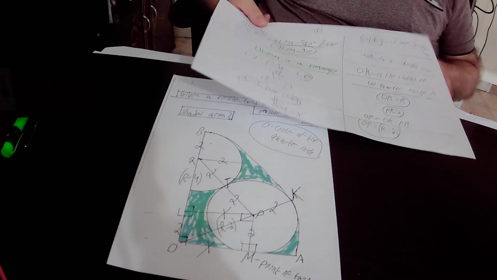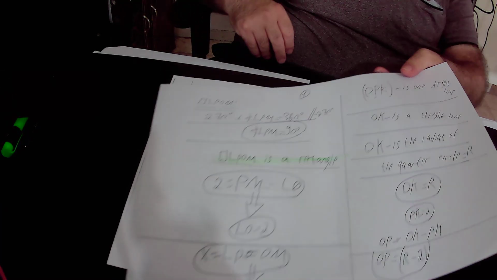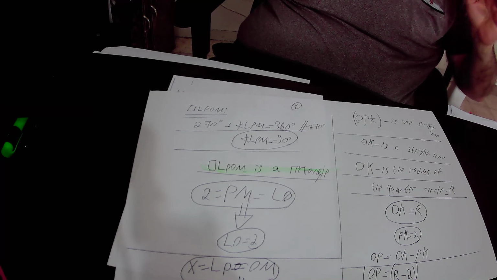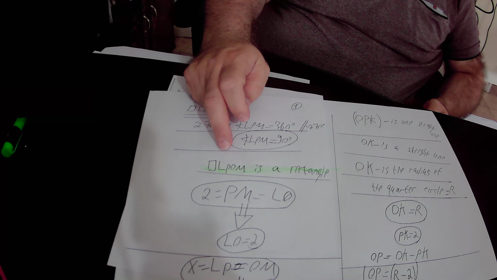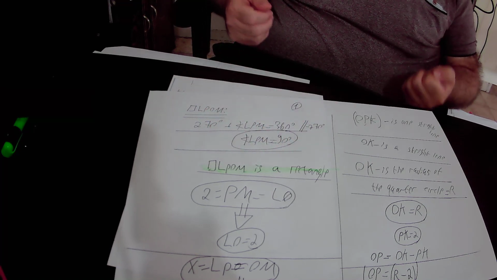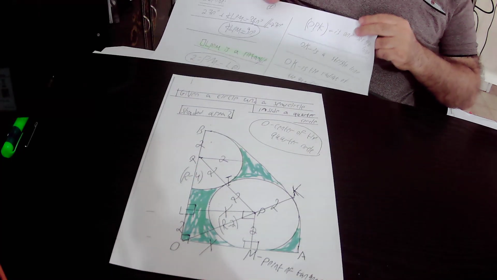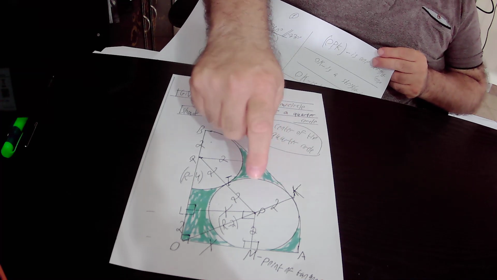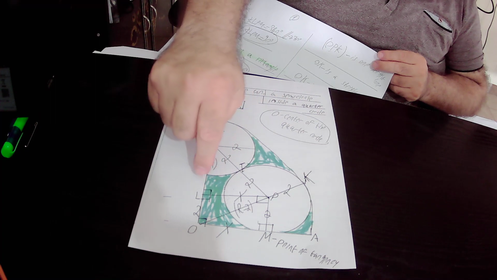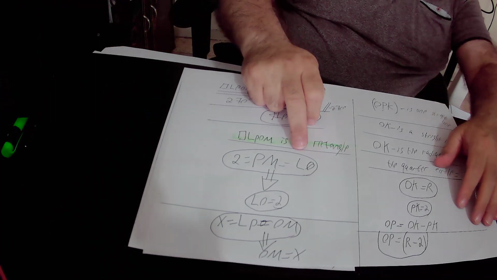So we found that inside quadrilateral LPOM we have 4 right angles. And a quadrilateral that has 4 right angles must be at least a rectangle, if not a square. So we treat quadrilateral LPOM as a rectangle. But we also know that the opposite sides of a rectangle are equal to each other. So the opposite sides of rectangle LPOM are equal to each other. That is to say, side PM equals side LO.